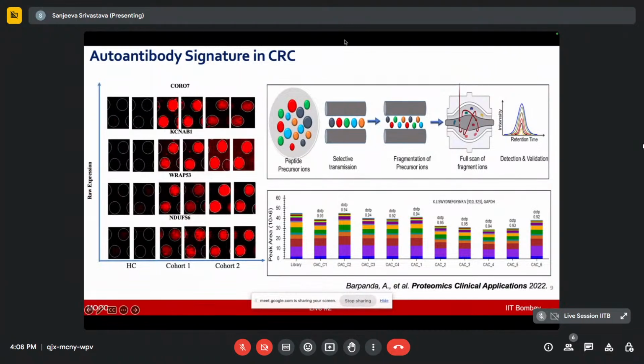Additionally, we also looked at colorectal cancer and we could see a different pattern of autoantibody markers, not the same as what we saw in the brain tumor. Here the healthy group shows no response and different cohorts, or patient groups, show a good signal for these autoantibodies. So again, these methods can be utilized for different types of cancer screening and different types of other autoimmune disorder screening.